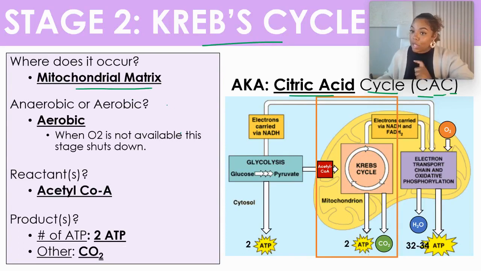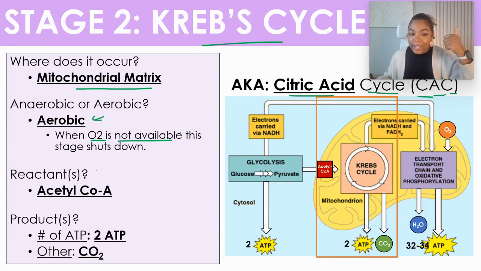The process of Krebs cycle is aerobic. This means that it needs oxygen available for it to function. So if oxygen is not available, this stage will shut down. But if oxygen is available, then we get to make this energy.